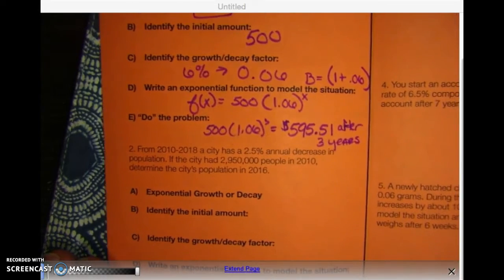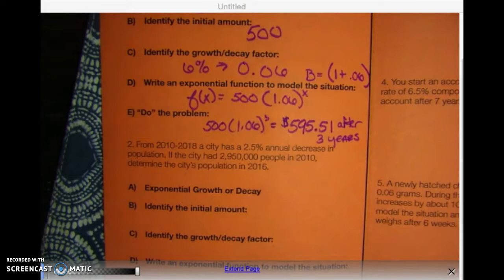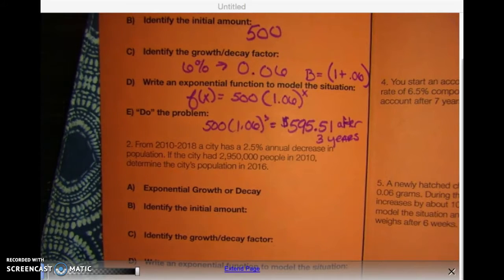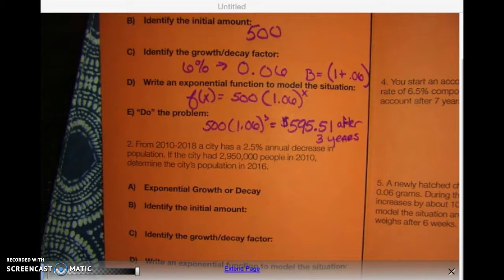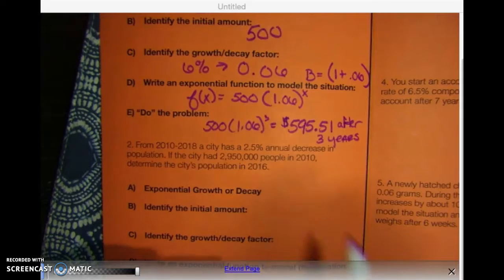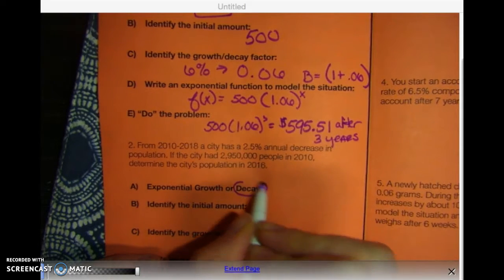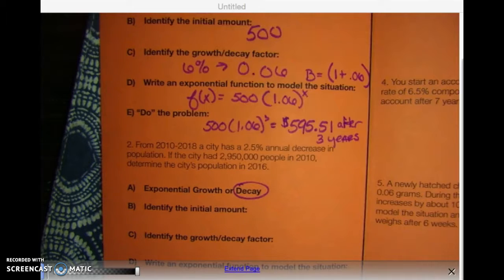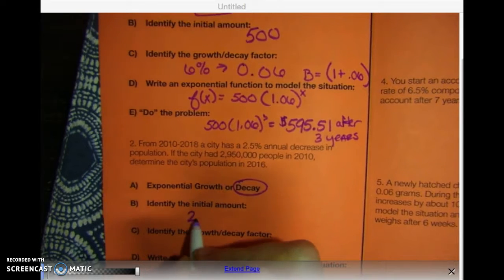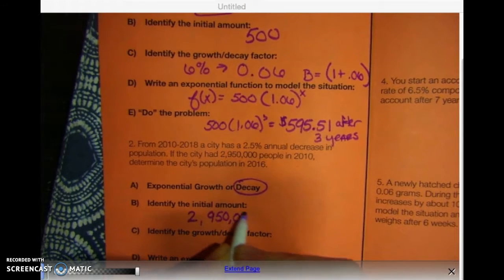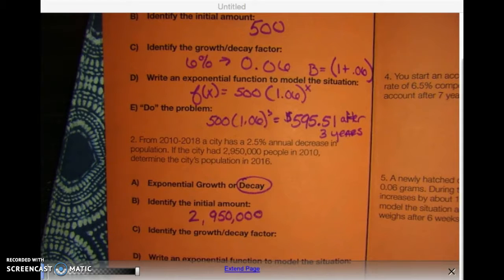All right, from 2010 to 2018, a city has a 2.5% annual decrease in the population. If the city has 2,950,000 people in 2010, determine the city's population in 2016. So we've got to think about this. Is this going to be a growth or decay? Decay, and why do we know it's going to be decay? Because it says decrease. Very good. So the initial value, what are we starting with? 2,950,000. Again, do you see why a calculator is so nice with these?